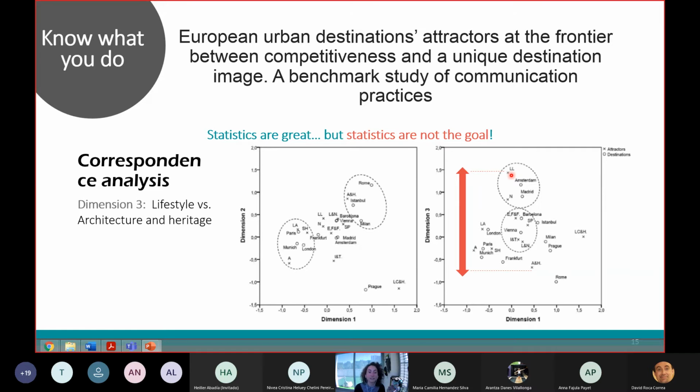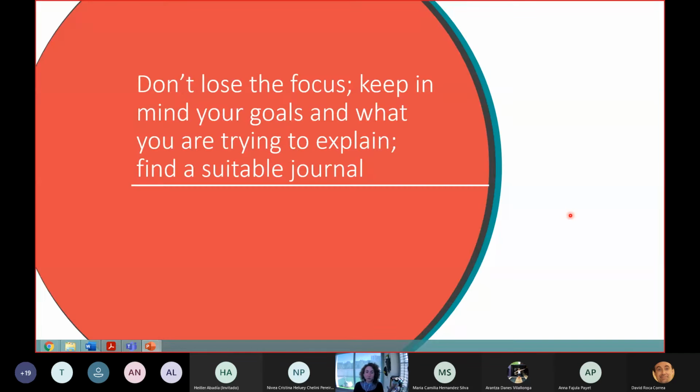And actually, the third dimension was explaining that cities were also differentiating between those who were projecting or talking a lot about the lifestyle of the city, contrasting with those who were emphasizing more architecture and heritage. And that was a highly valuable outcome. Reviewers found it very interesting that I was not afraid to add the third dimension, even though it was not common. But for the purpose of my paper, it was relevant because I wanted to find the maximum source of differentiation. So basically, don't lose focus.